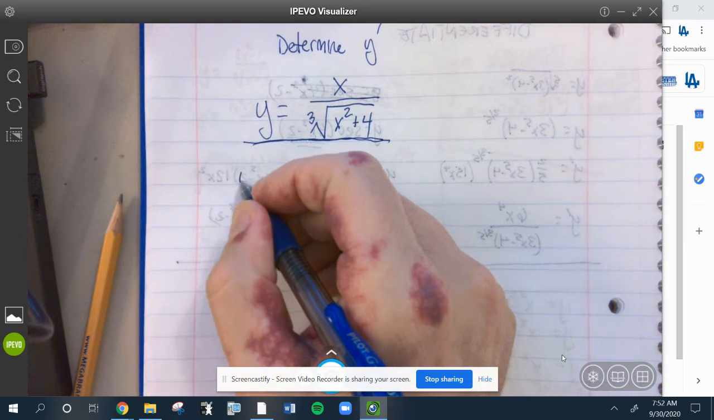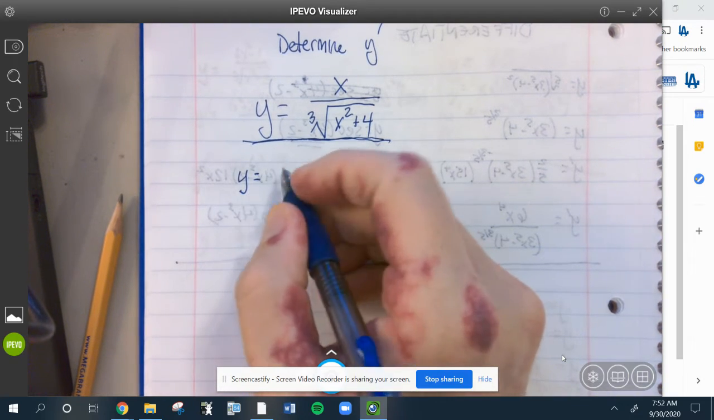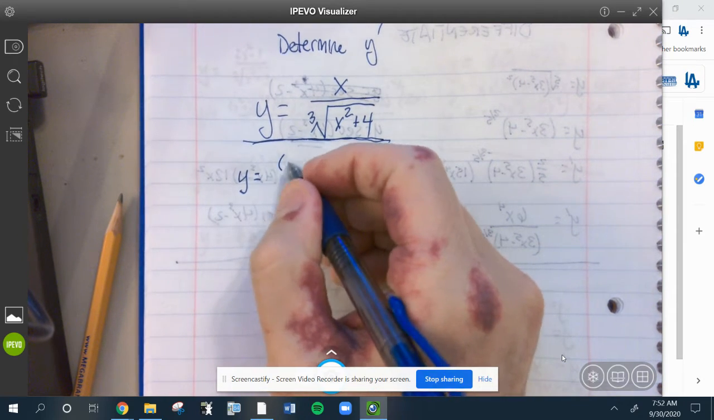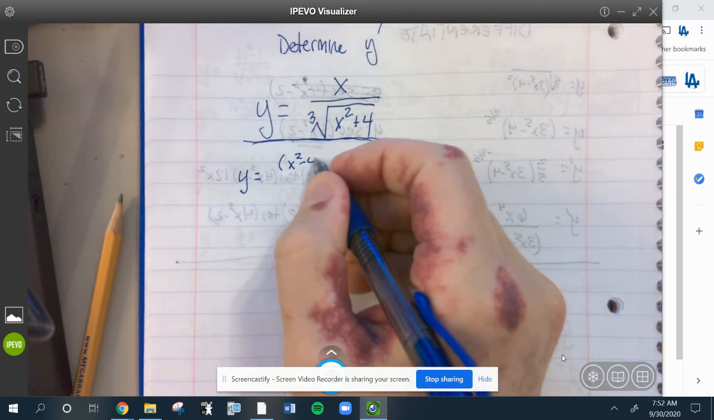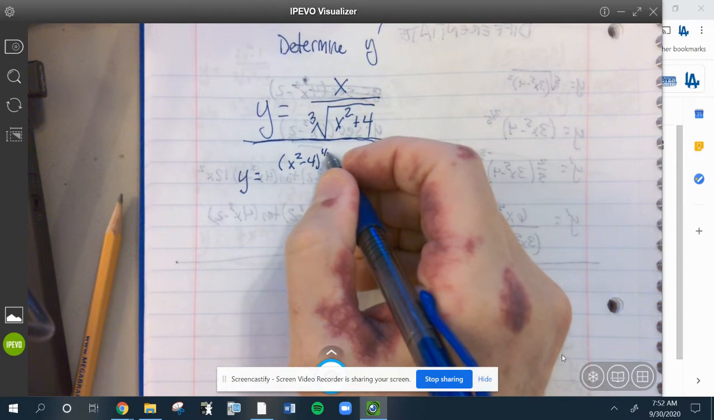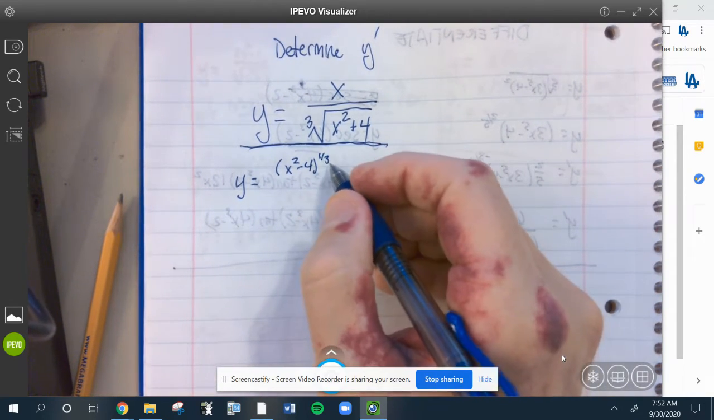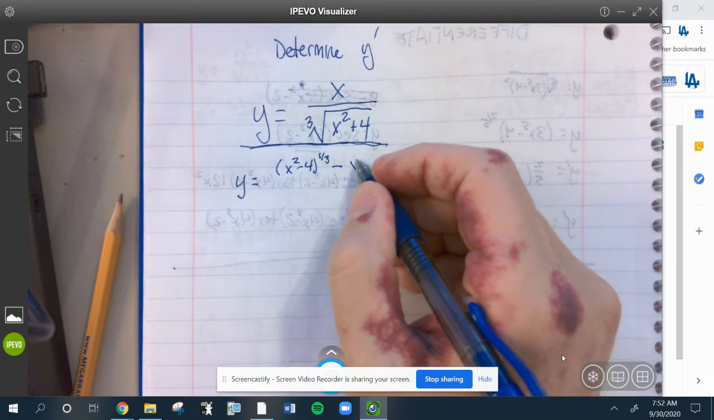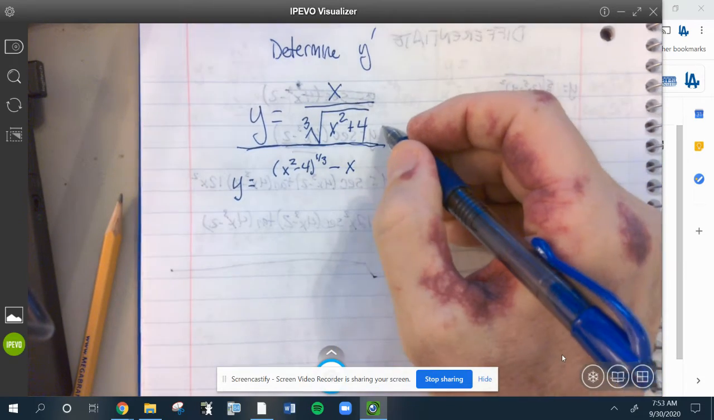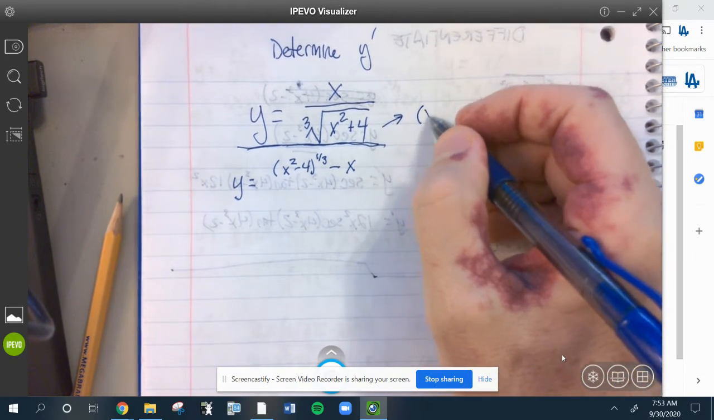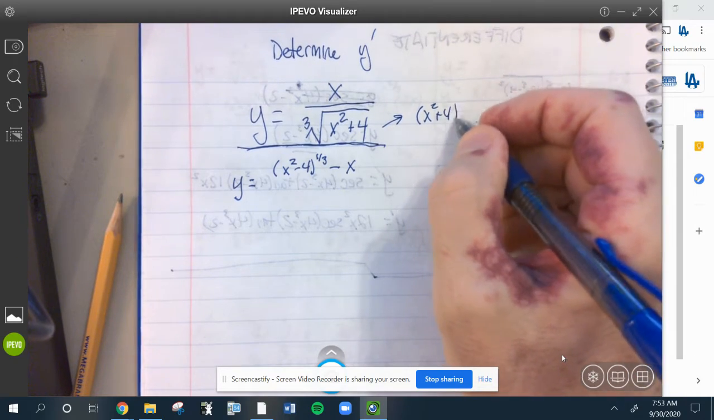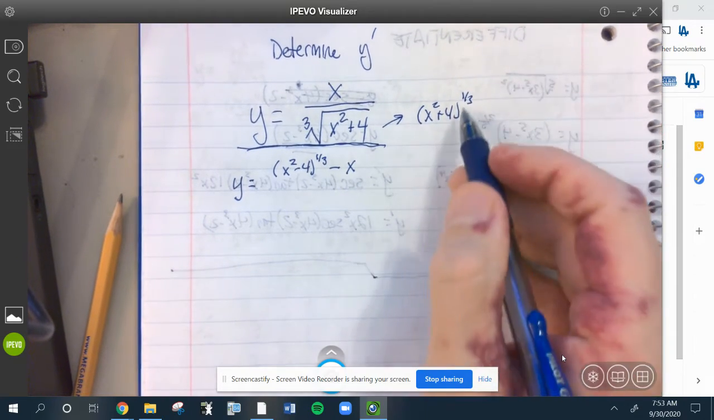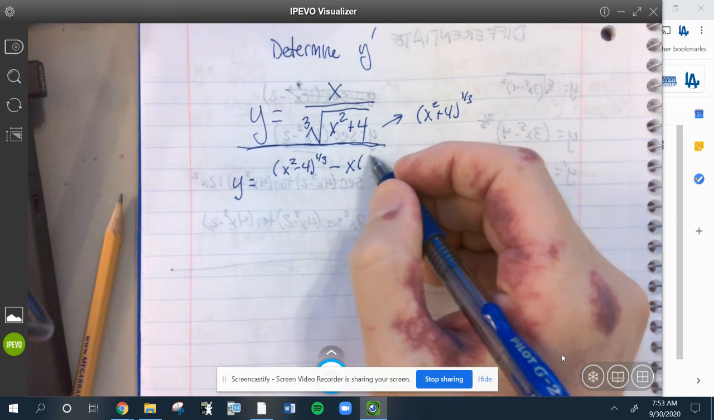So, the quotient rule, we have the bottom times the derivative of the top. Derivative of x is 1 minus the top times the derivative of the bottom, which is x squared plus 4 to the 1/3. So that's the chain rule. That would be 1/3.